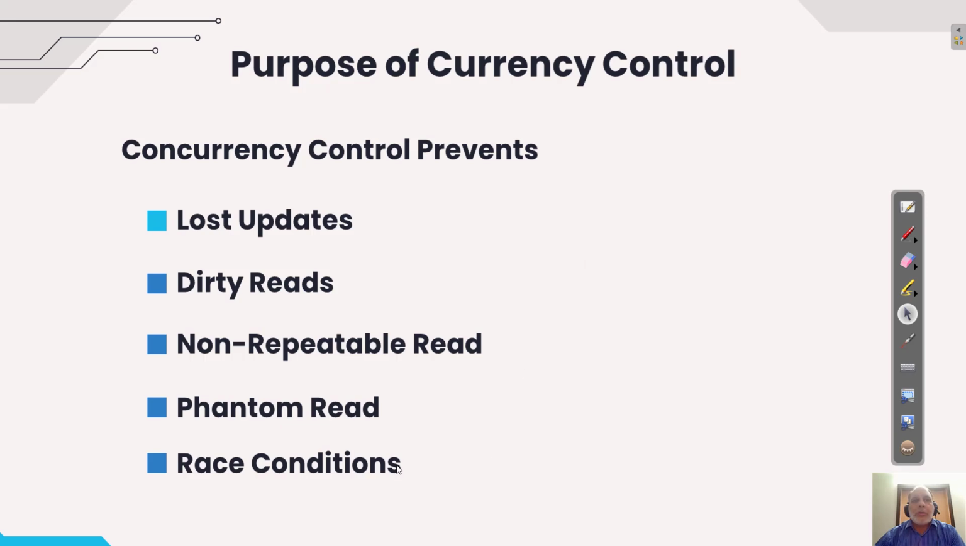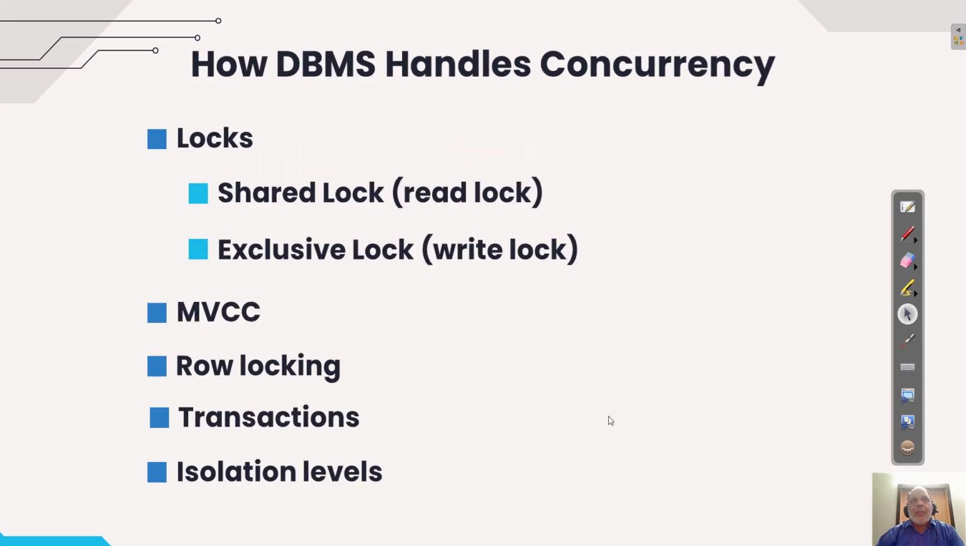Then we have race conditions, and we have already discussed what the race condition problems are. Now let's discuss how the DBMS handles concurrency problems. There are a lot of techniques the DBMS uses to handle these types of race condition and concurrency problems. We will discuss all these techniques one by one.